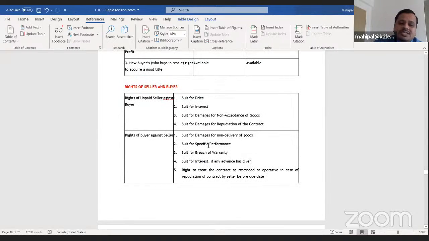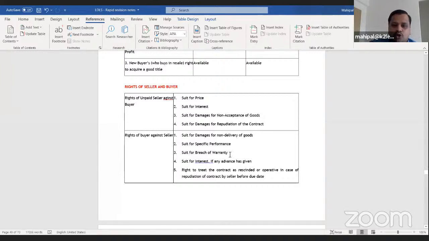Rights of seller and buyer. The unpaid seller's rights against the buyer: number one, suit for price, suit for interest, suit for damages, and suit for cancellation of contract. What are the rights of the buyer against the seller? Suit for non-delivery, suit for specific performance, suit for breach of warranty, suit for interest if the advance has been given and the goods have not been delivered, and the right to treat the contract either as operative or rescinded after the due date.